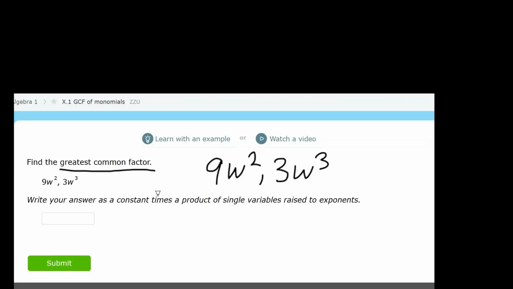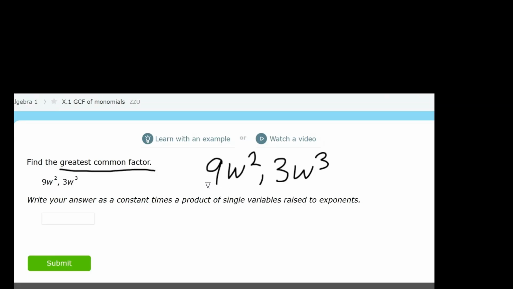Okay? So recall a common factor means factors that two things have in common. So, for example, if we have 9 and 6, and I factor them, so 9 factors into 3 times 3, and 6 factors into 3 times 2, their common factor, which also happens to be the greatest common factor between the two, is 3. Okay? But this time we have variables involved as well as numbers. So let's break them down.